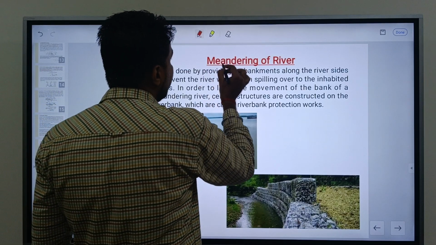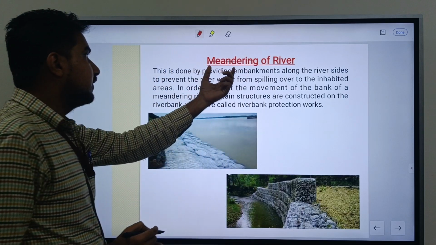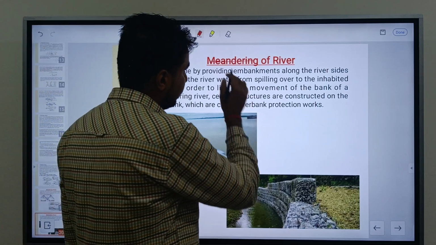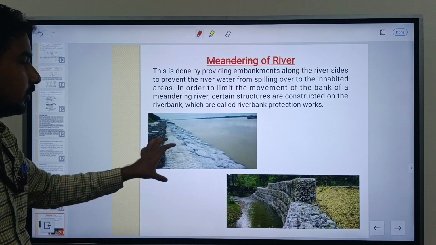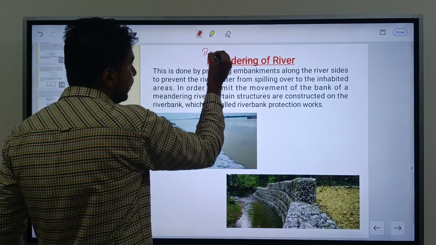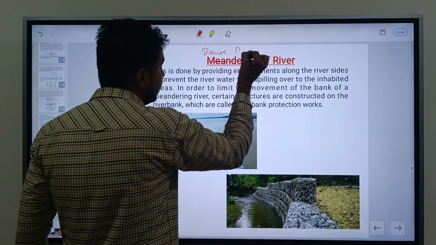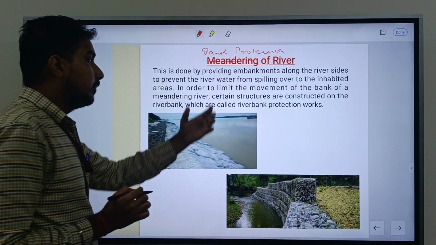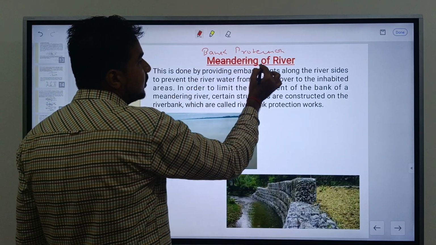So the topic name is pitching of a stone. By mistake we have already discussed the meandering of river. So the topic is the pitching of a stone or bank protection. So what are the things we have to consider? This is known as the bank protection topic. We have by mistake read the last topic name. The topic name is bank protection of river.